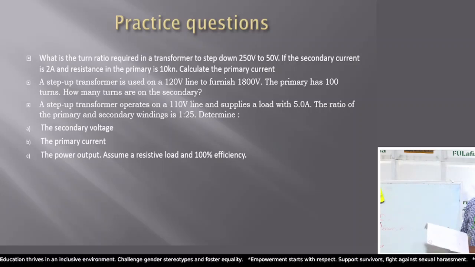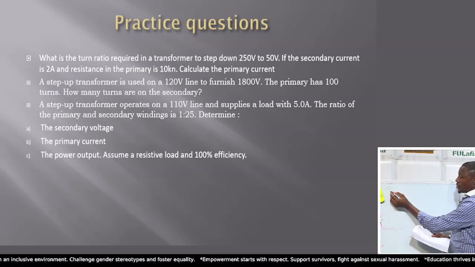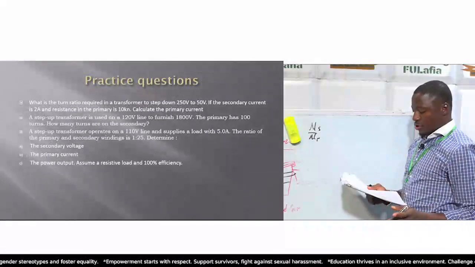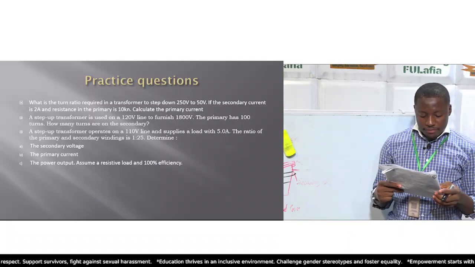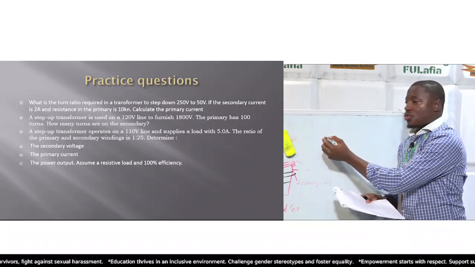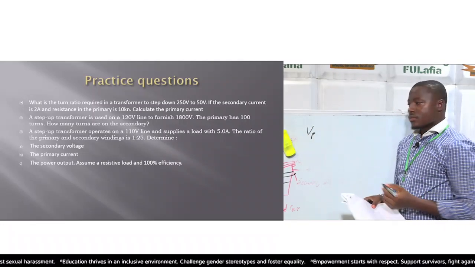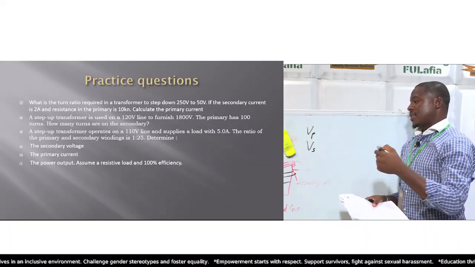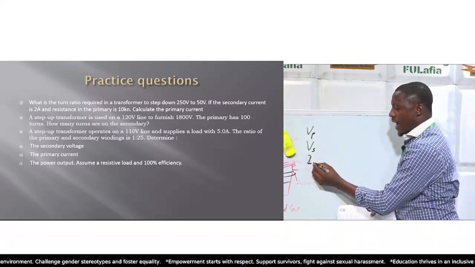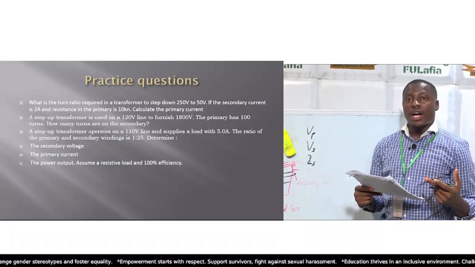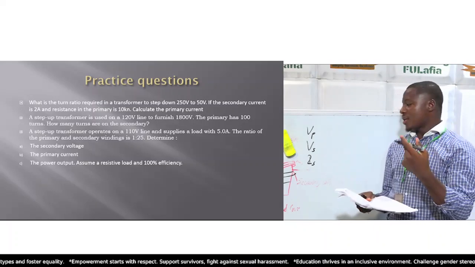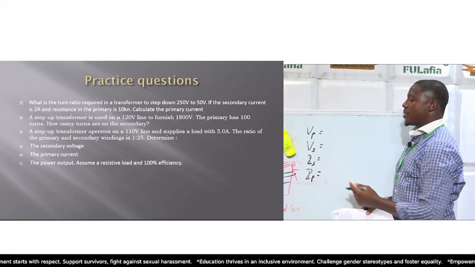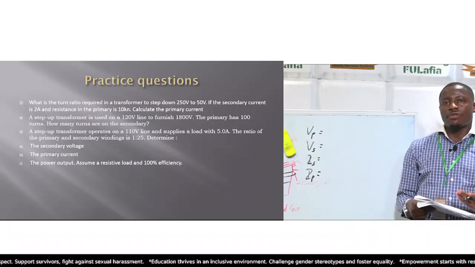Number one, the question asks for the turn ratio, NS over NP. From the question you are going to have VP, VS, and, because it says the secondary current, meaning current in the secondary, IS. These are the parameters you are going to have, and then the question asks you to calculate the primary current, IP. Once you are able to bring out these parameters and give them their values, it will help you solve the problem.